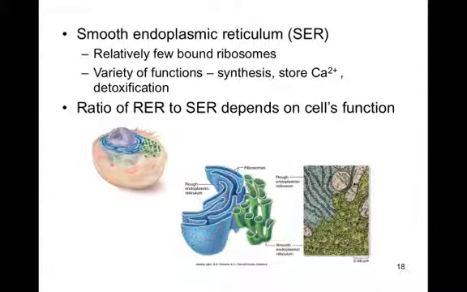So again, the ratio of rough endoplasmic reticulum to smooth endoplasmic reticulum would depend on the cell's function. A cell that produces a lot of proteins for export, like let's say an insulin cell, would have a lot of rough endoplasmic reticulum, whereas cells that have a lot to do with detoxification or synthesis of phospholipids will have a lot of smooth endoplasmic reticulum.